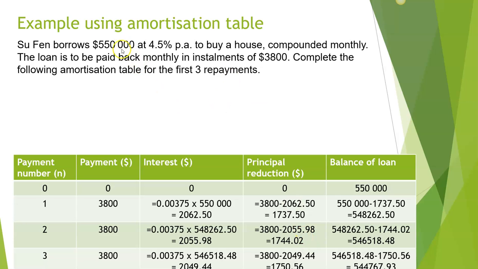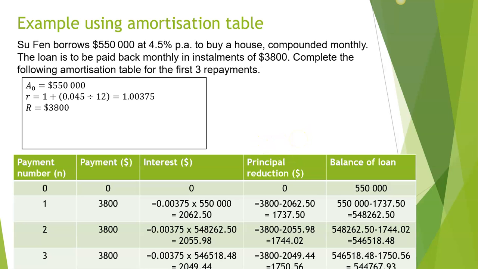So Sufen borrows $550,000 at 4.5% per annum to buy a house, compounded monthly. She's going to pay it back in $3,800 instalments. Complete the amortization for the first 3 payments. Here's our general formula, and here are our payments for the first 3 repayments.